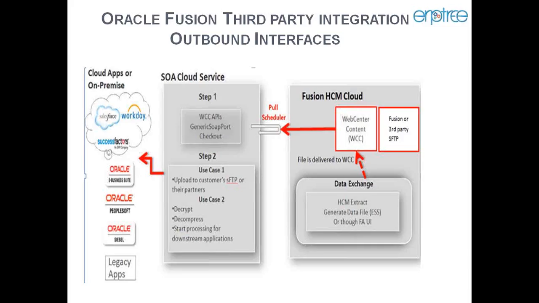OTBI is used basically for reporting purposes, where the HR can use those tools for viewing the data for their own requirements. Then BIP is used for both purposes: it can be used by the HR for viewing the report output and for integrating with the third party system also. And the HCM Extract is more often used for integration purposes, where we generate the file and pass it to the third party system.